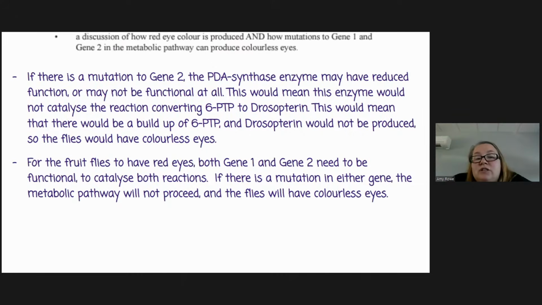If there was a mutation to gene 2, the PDA synthase enzyme may not be functional at all. This would mean that the enzyme would not catalyse the reaction converting 6-PTP to drosophilin. This would mean there would be a build-up of 6-PTP, drosophilin would not be produced, so the flies would have colourless eyes. In order for the fruit flies to have red eyes, both gene 1 and gene 2 need to be normal or functional, and they need to produce those two enzymes to catalyse the reactions. If there is a mutation in either gene, the metabolic pathway will not proceed, and the flies will have colourless eyes.